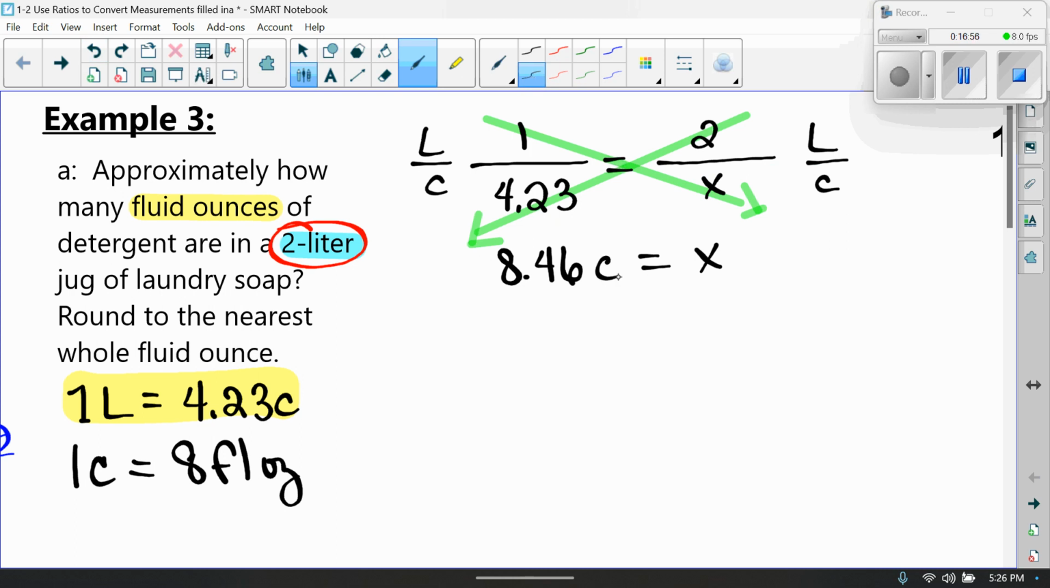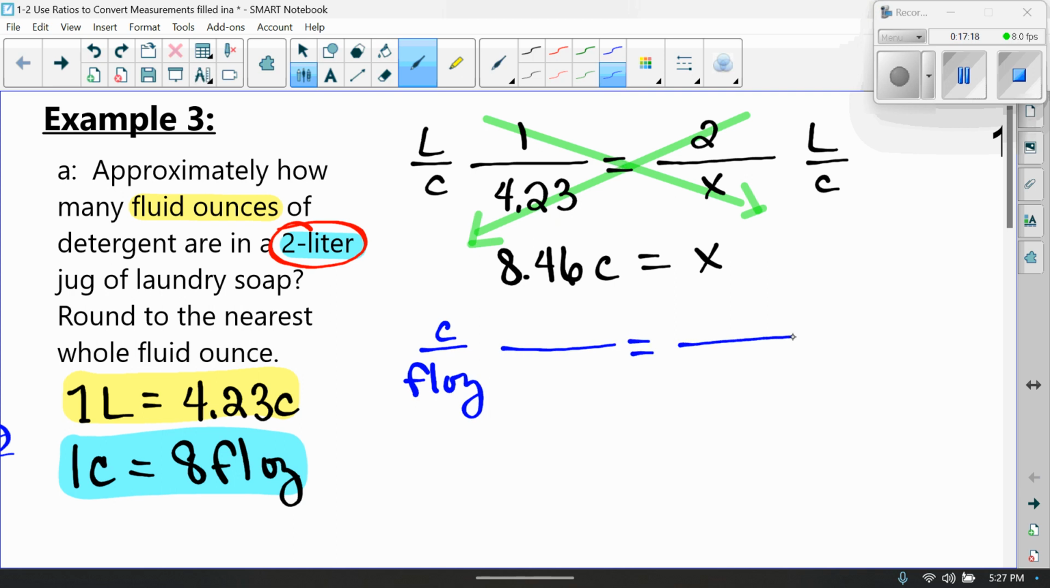Okay, so now we want to convert cups to fluid ounces. So we're going to set up our proportion again, going from cups to fluid ounces. Starting with this conversion, we've got 1 cup in the numerator and 8 fluid ounces in the denominator. And we are converting 8.46 cups, so 8.46 goes in the numerator, and we're solving for how many fluid ounces.